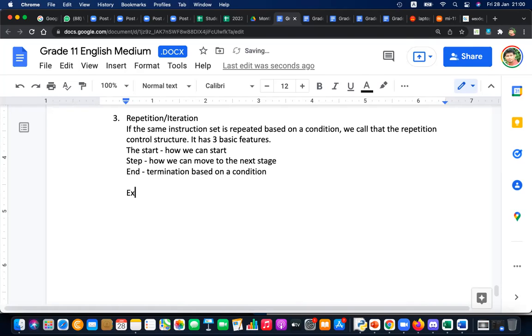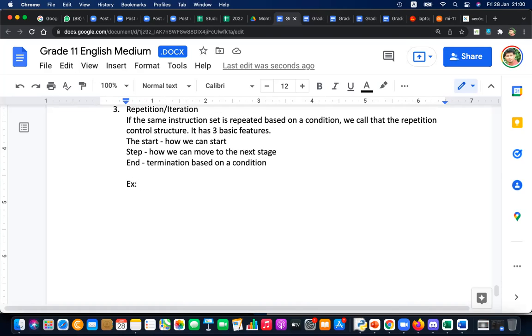So let's learn with an example. I'll explain the example, then we have to do some exercises along. So there will be a lot of exercises under this topic. Under repetition, we will do a lot of exercises. Maybe we will do some exercises and some homework also.